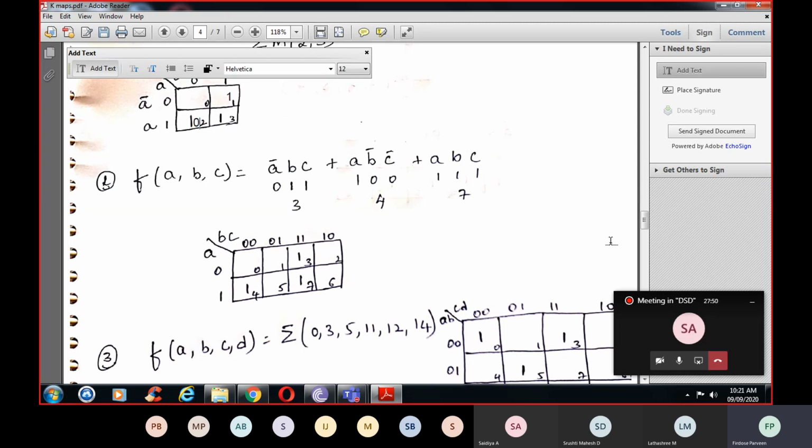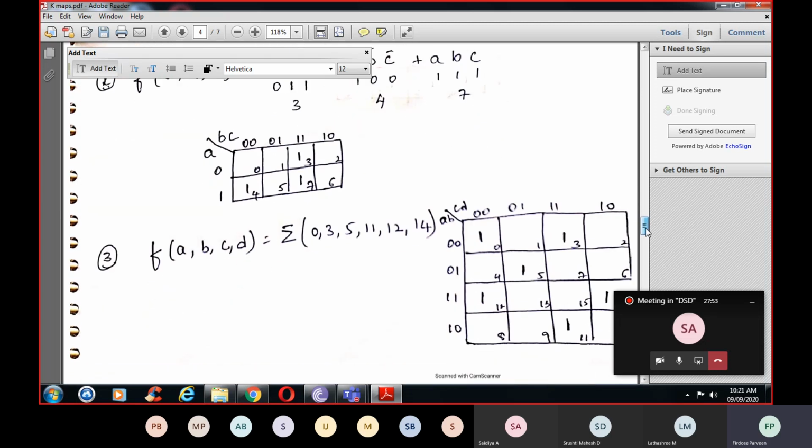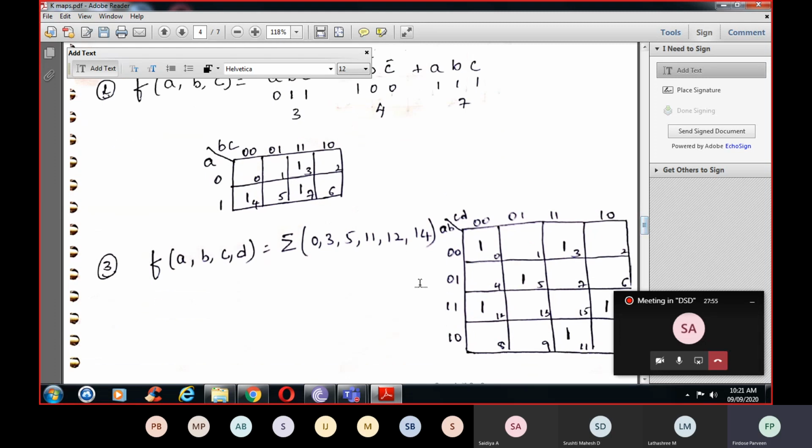In the same way, f of a, b, c, d is equal to, they have directly given summation 0, 3, 5, 11, 12, 14. That means at decimal, that is at cell number 0 it is 1. At cell number 3 it is 1. At 5 it is 1. At 11 it is 1. 12 it is 1. And 14 it is 1. You can see here. Okay.